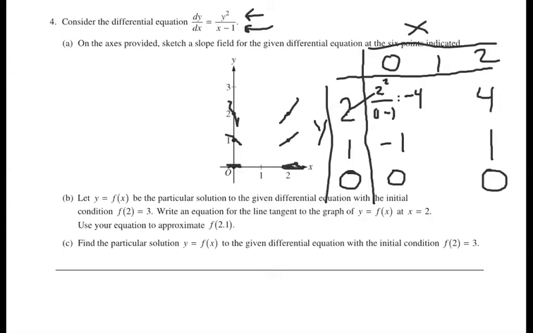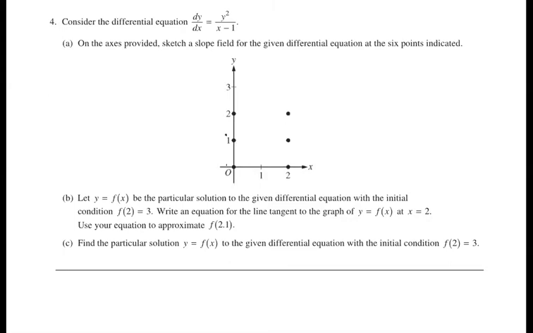Part B says, let y equal f of x be a particular solution to the differential equation with the initial condition 2, 3. So right there, 3. Write an equation of the tangent line. So we want the equation of the tangent line at x equals 2. Well, we're going to use that same point they gave us, 2, 3, that I underlined first here. And now we have to find the slope.